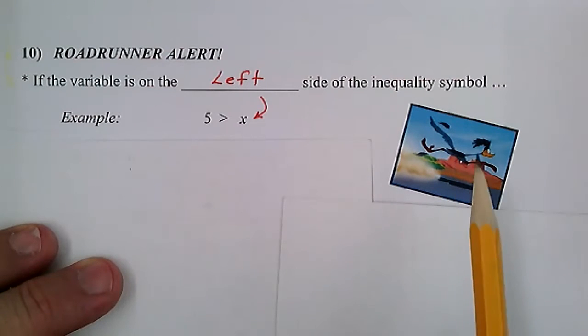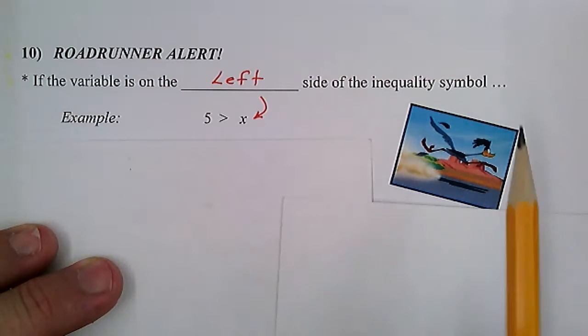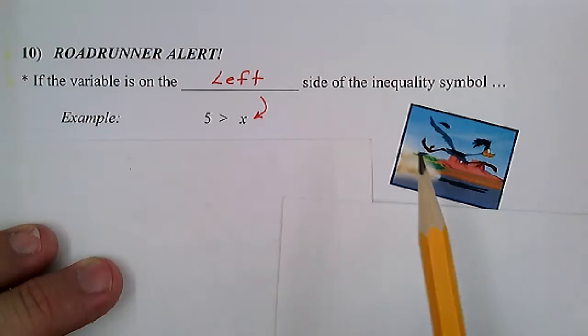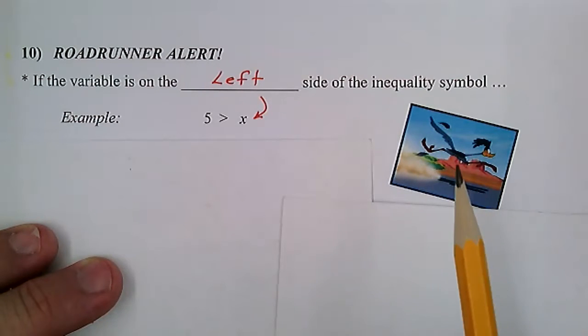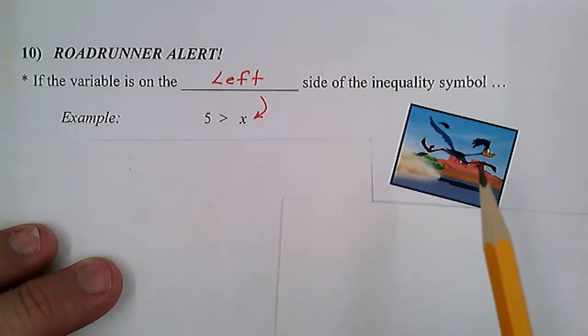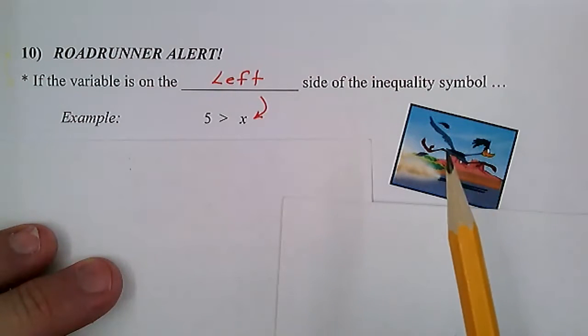His arch enemy is Wile E. Coyote. The theme of the cartoon is they're out in the desert and the coyote is constantly chasing the Roadrunner, trying to catch him to eat him for dinner. The coyote is really smart, but the Roadrunner is just a little bit smarter and he always outsmarts the coyote.